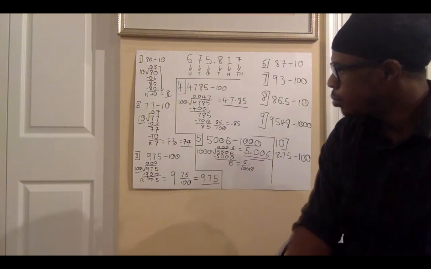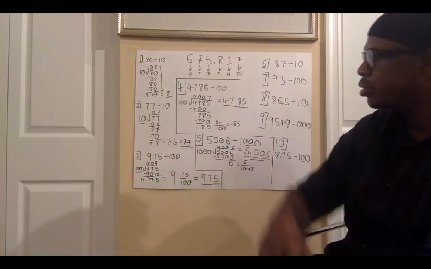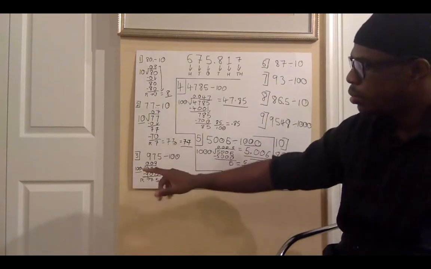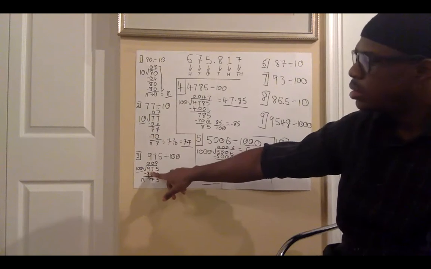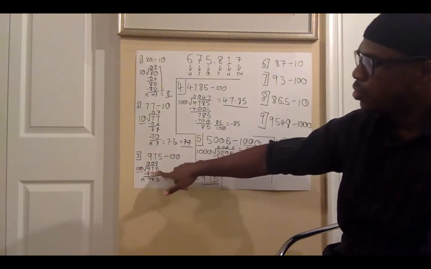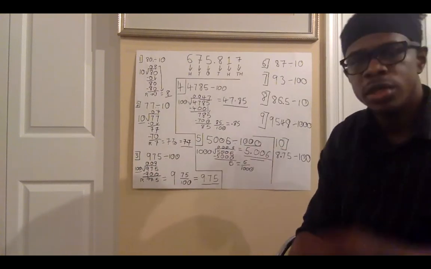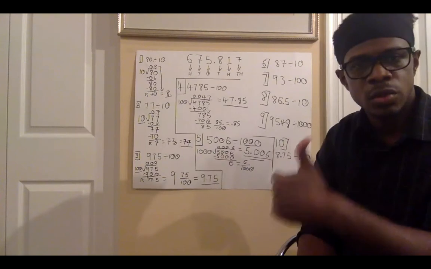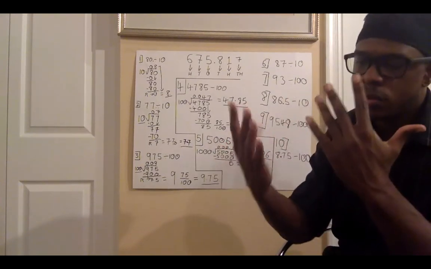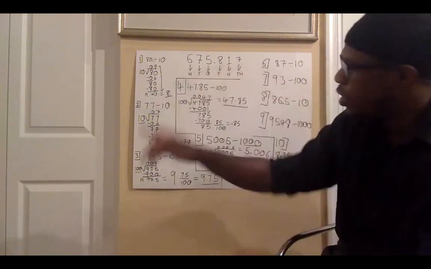All right. Now, number 3, we have 975 divided by 100. So 100 can go into 9 0 times. 100 can go into 97 0 times. But 100 can go into 975 9 times. And we know because we multiply 100 times 1, times 2, times 3, times 4, all the way until we get to 9. So 100 can go into 975 9 times.